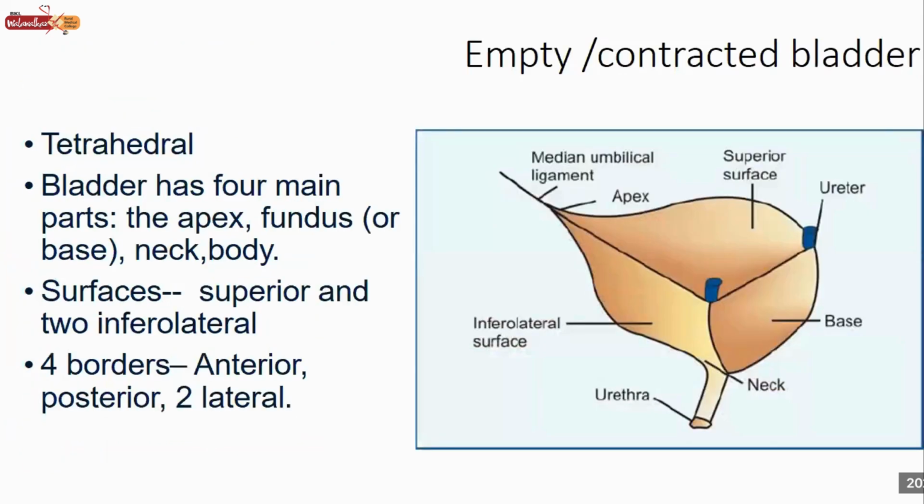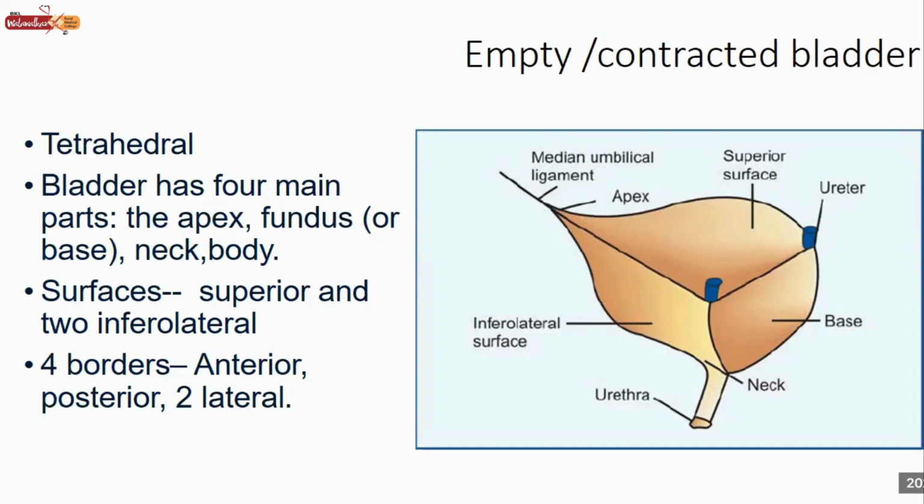Now tetrahedral means it should have 4 sides. The 4 sides are there. The main parts of the bladder are the apex, the base or the fundus, then lower down the neck, as you can see, and also the body of the bladder.